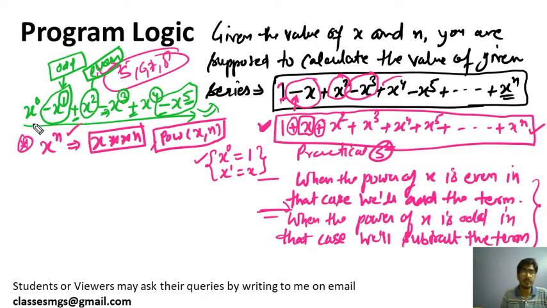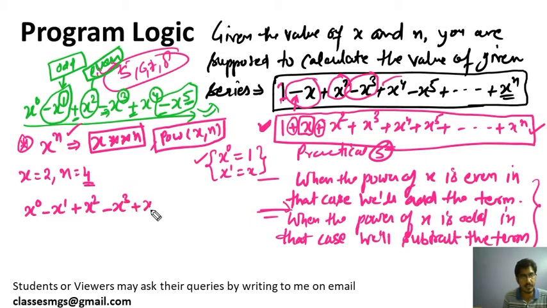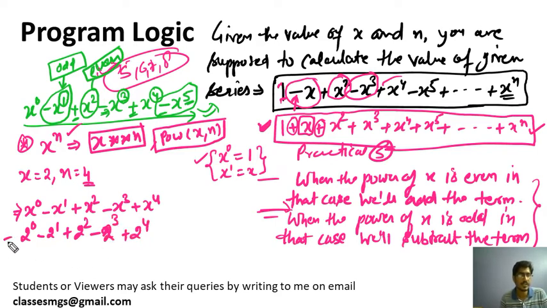So what we need to do, let's suppose I am giving the x value as 2 and the n value as 4, then how will the series work? We will go up to the fourth term. So x raised to power 0 minus x raised to power 1 plus x raised to power 2 minus x raised to power 3 plus x raised to power 4, this will be the series. So x is 2: 2^0 minus 2^1 plus 2 raised to power 2 minus 2 raised to power 3 plus 2 raised to power 4. This is how the series will be solved.